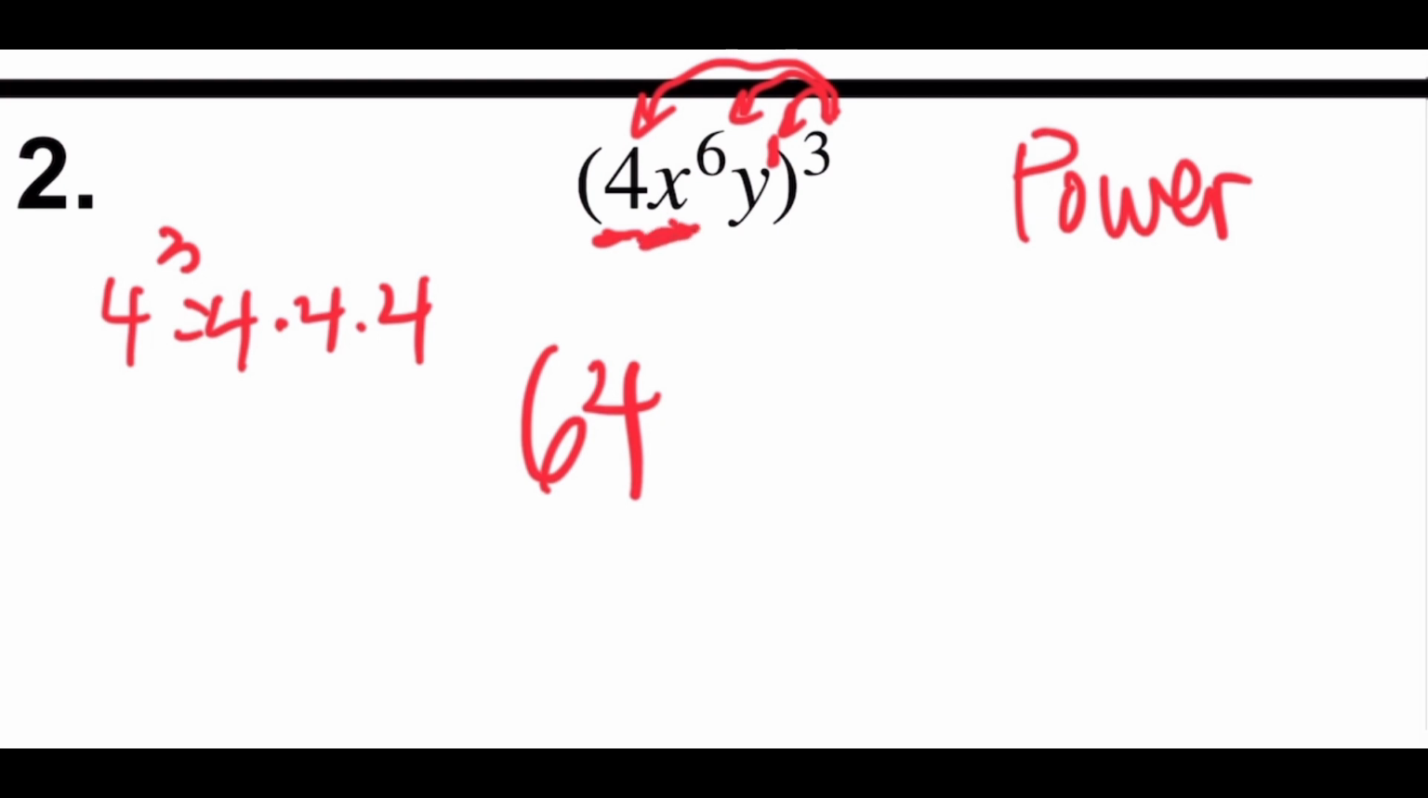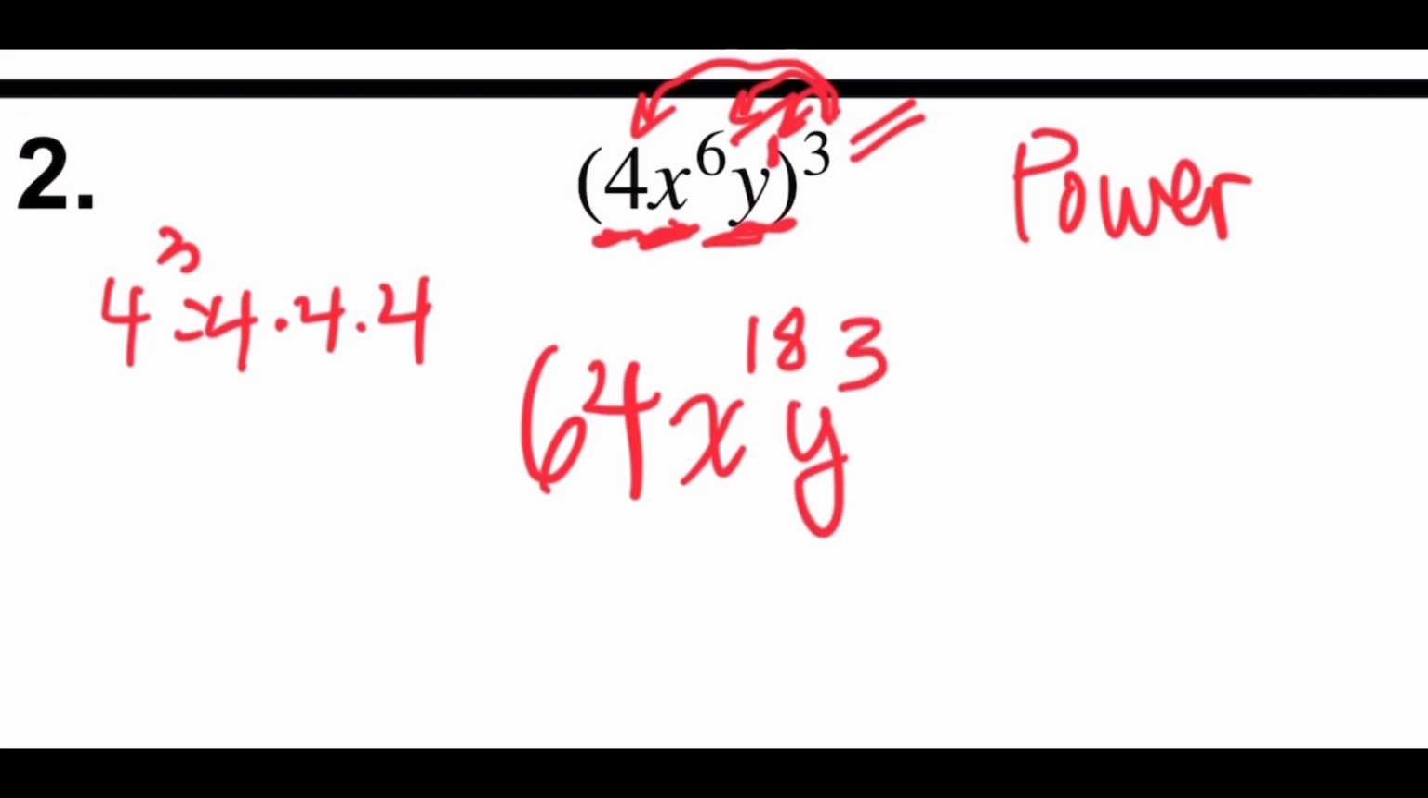Now I'll look at the base x. X to the 6th raised to the 3rd power. I'll keep the base x and multiply the exponents. 6 times 3 is 18. Now I'll look at the y base. Y to the 1st raised to the 3rd power. I'll keep the base y and multiply 1 times 3 and get 3. So my answer would be 64x to the 18th, y to the 3rd.